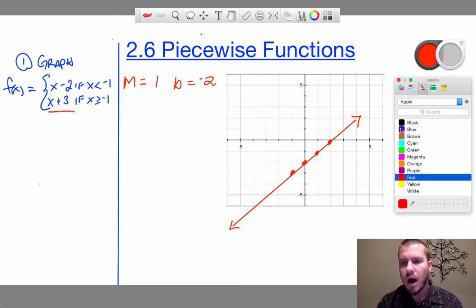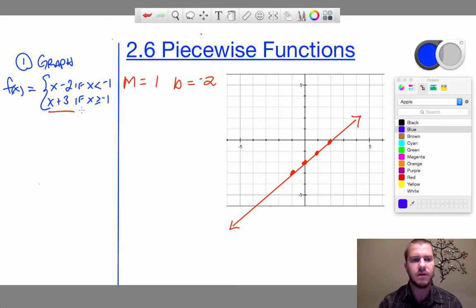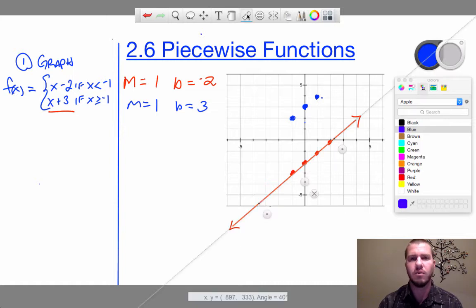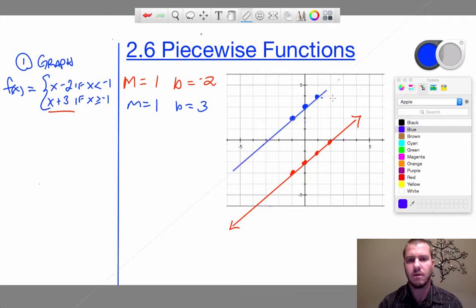Well, I need to have this function x plus 3. So my m is 1. My b, my y-intercept, is positive 3. Well, that's going to be here. Positive 3. Rise 1, run 1. Down 1, left 1. And I'm going to have my slope. And I'm going to draw my line.